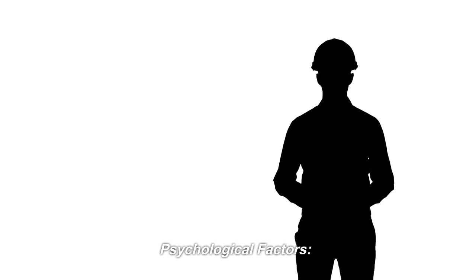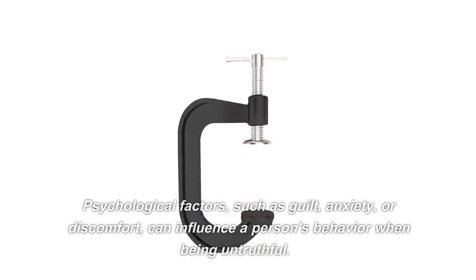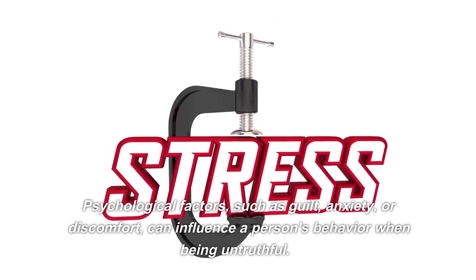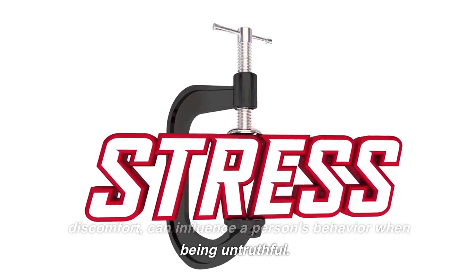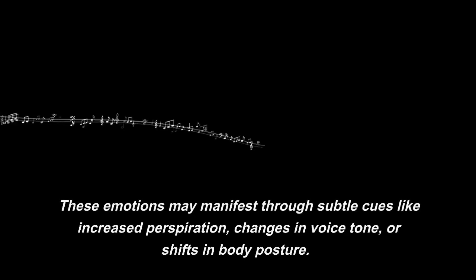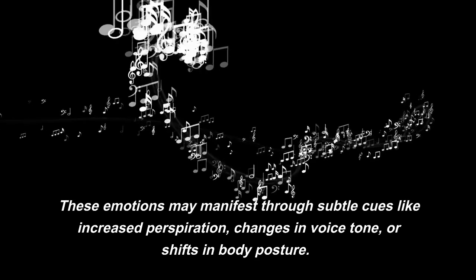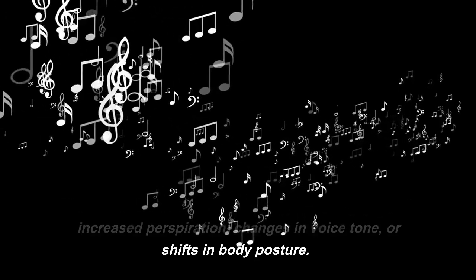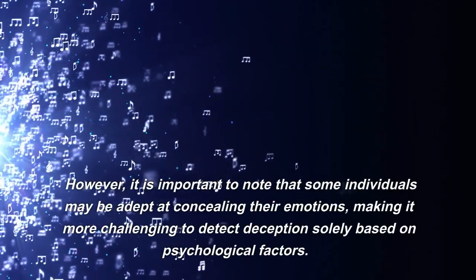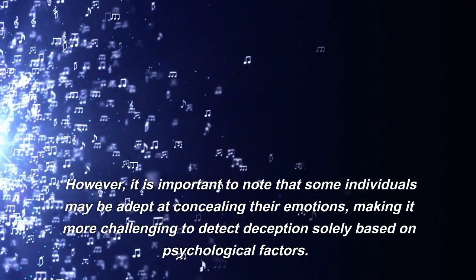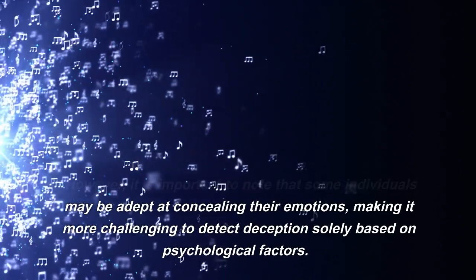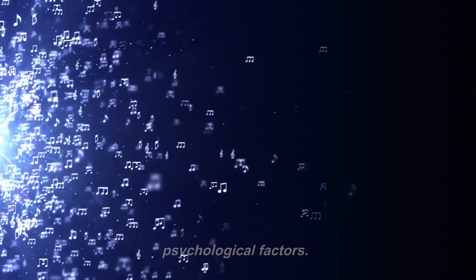Psychological factors. Psychological factors, such as guilt, anxiety, or discomfort, can influence a person's behavior when being untruthful. These emotions may manifest through subtle cues like increased perspiration, changes in voice tone, or shifts in body posture. However, it is important to note that some individuals may be adept at concealing their emotions, making it more challenging to detect deception solely based on psychological factors.